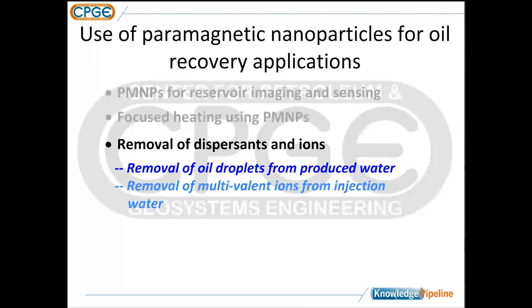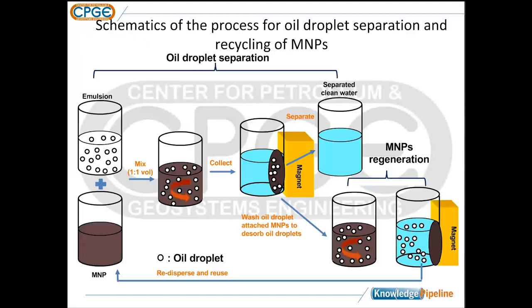Next, I will briefly describe the use of the paramagnetic nanoparticle for water treatment. In upstream oil industry, a truly huge volume of water is not only injected into the oil reservoir for oil recovery, but also produced together with the crude oil. Therefore, the treatment of water, especially the treatment of the produced water, either for safe disposal or for reuse, is a big problem.